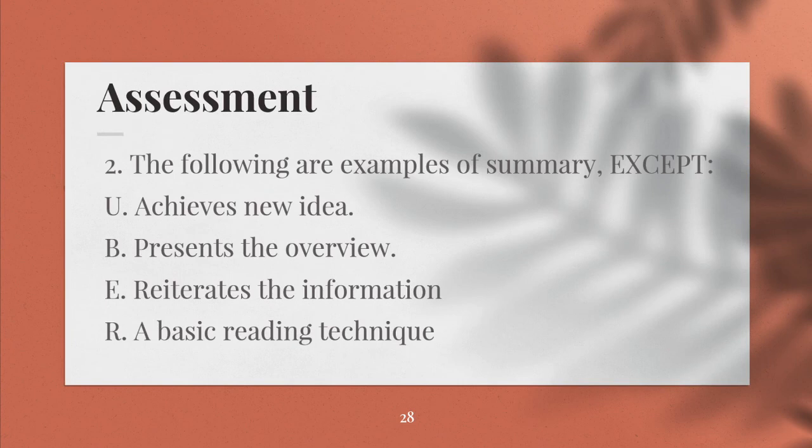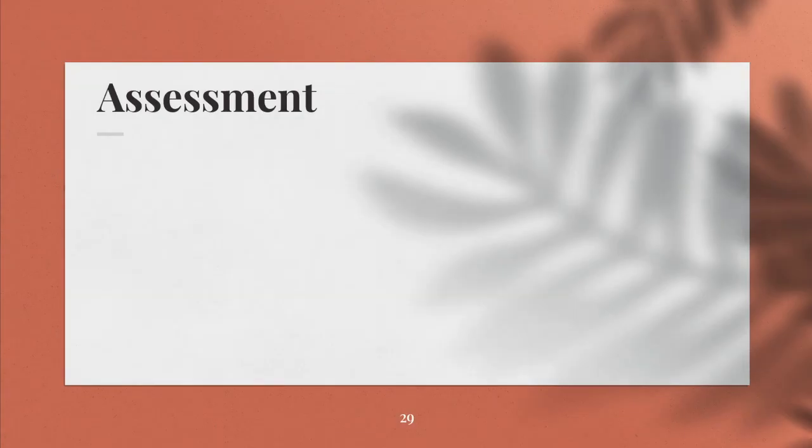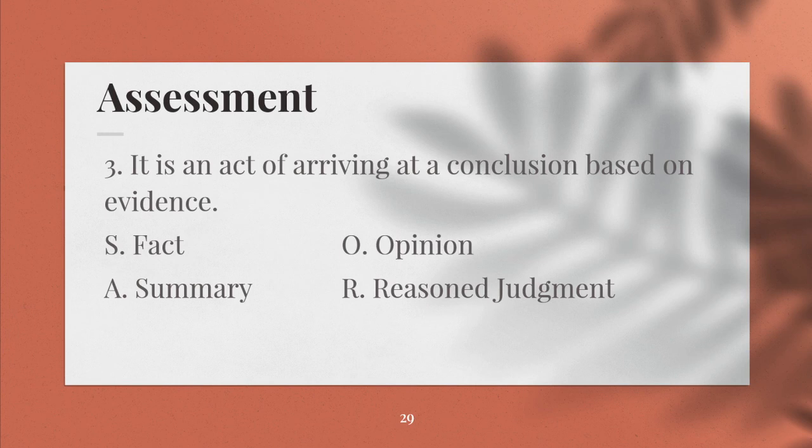2. The following are examples of summary except: U. Achieves new idea. B. Presents the overview. E. Reiterates the information. R. A basic reading technique. 3. It is an act of arriving at a conclusion based on evidence. Is it S. Fact, O. Opinion, A. Summary, or R. Reasoned judgment?